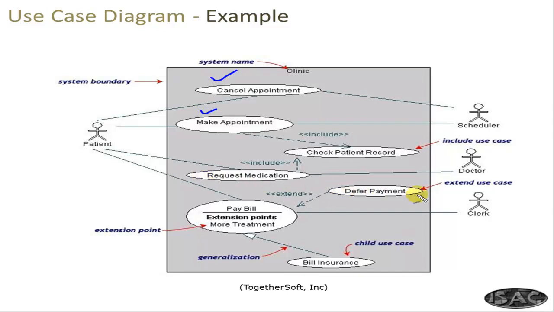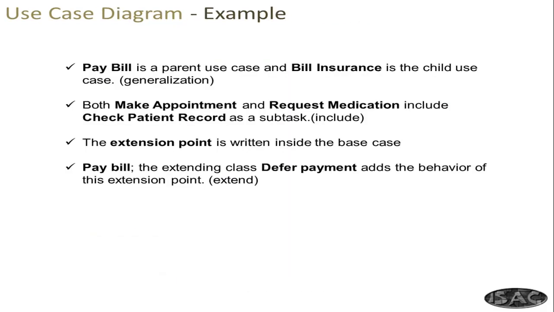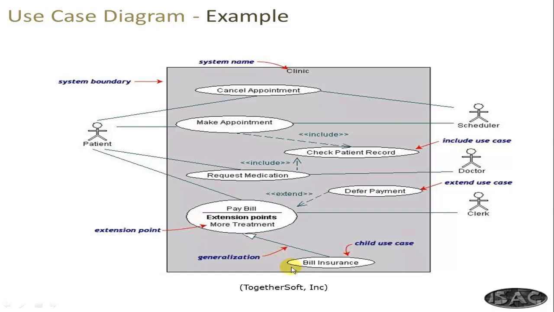We can also defer the payment. That is another relationship by extend called pay bill, extension points and more treatment. This is a generalization to specialization. Bill insurance from this one. So pay bill is a parent use case and bill insurance is the child use case.